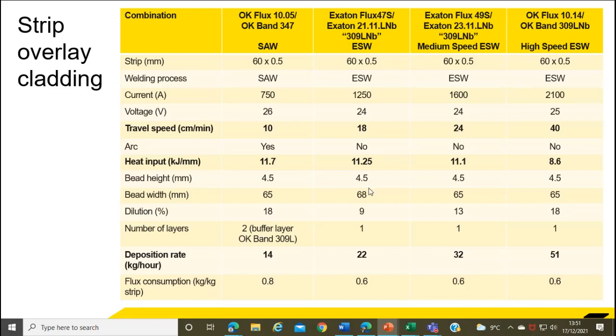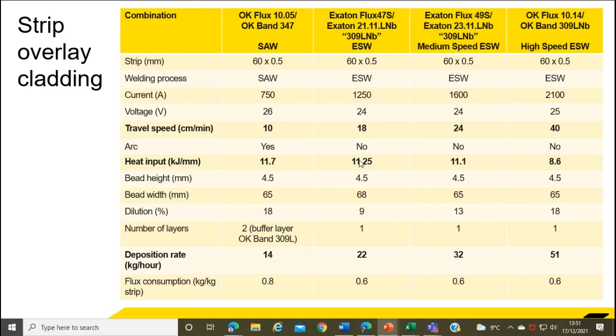So with basic level electroslag welding, very similar to what you saw in the video, the amps are 1250, but it's running at 18 centimeters a minute. So from 10 to 18 is a big step. You see the heat input is relatively the same. It's a bit smaller, but it's relatively the same.